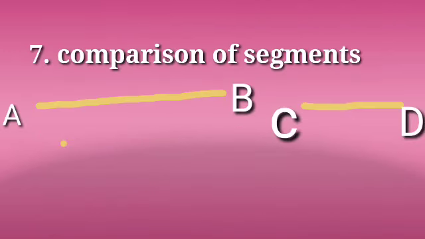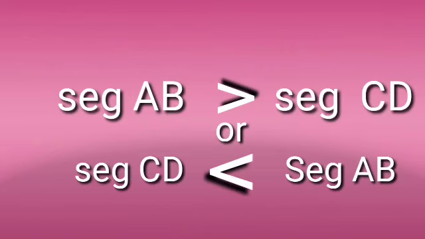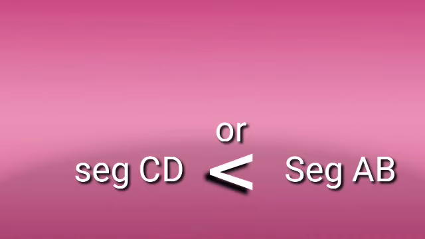Now we are going to learn about comparison of segments. If length of segment AB is greater than length of segment CD, then it is written as segment AB is greater than segment CD. Segment CD is less than segment AB.